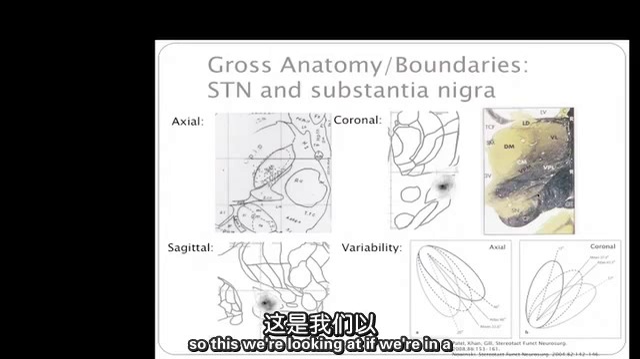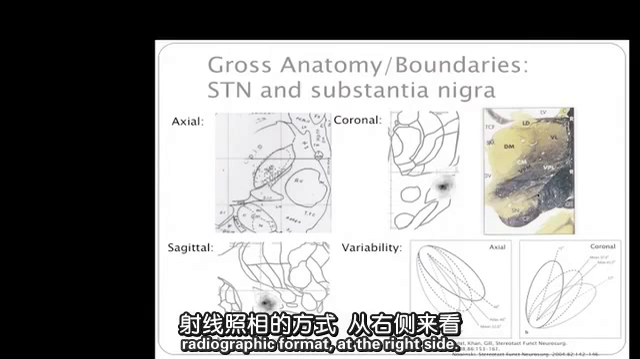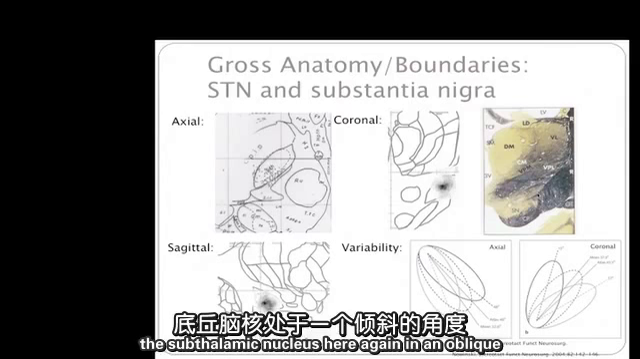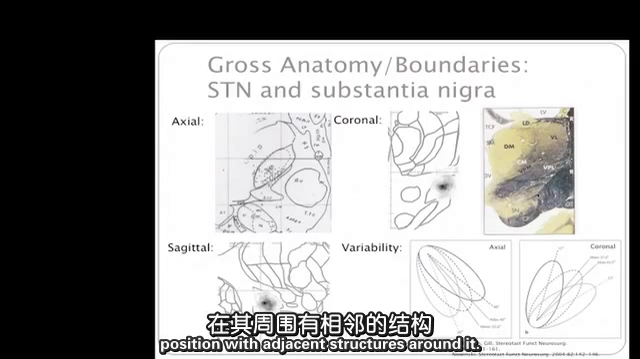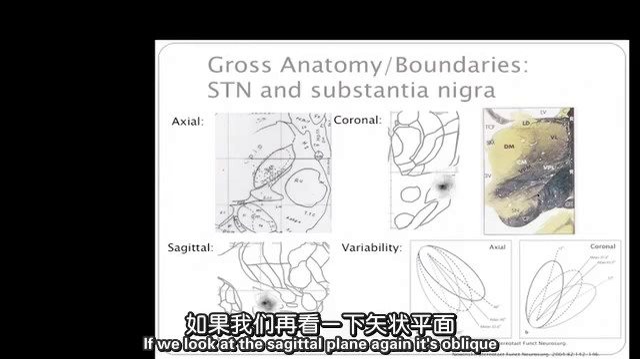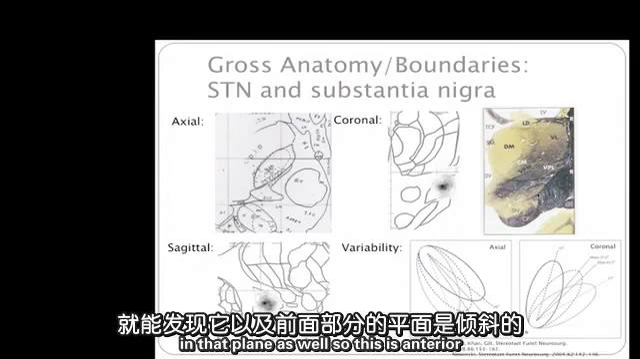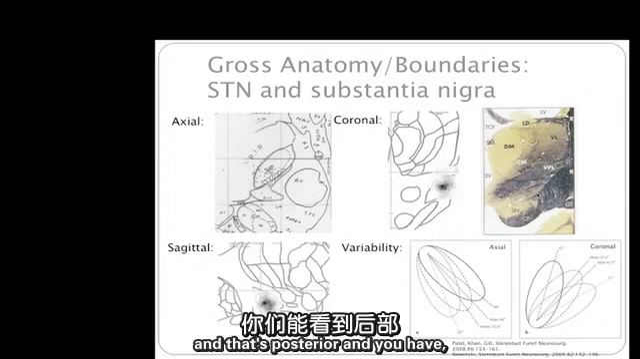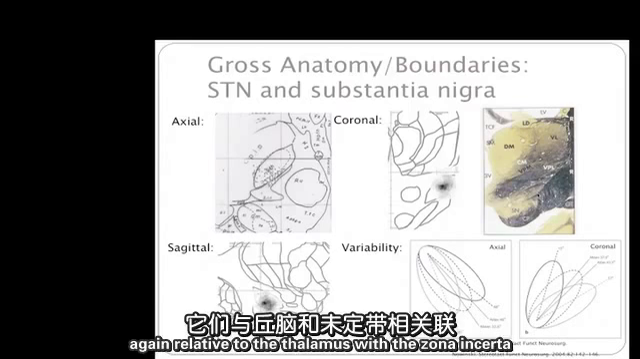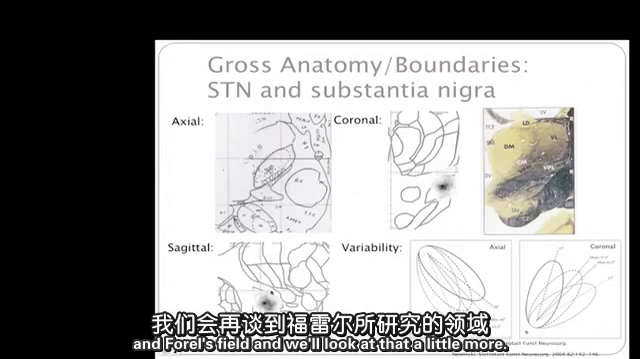So we're looking at, in radiographic format, the right side. We have the red nucleus here and the subthalamic nucleus here, again in an oblique position with adjacent structures around it. If we look at the sagittal plane, it's oblique in that plane as well. This is anterior and that's posterior, and you can see the structure and its relationship relative to the thalamus, with the zona incerta and Forel's field, and we'll look at that a little more.